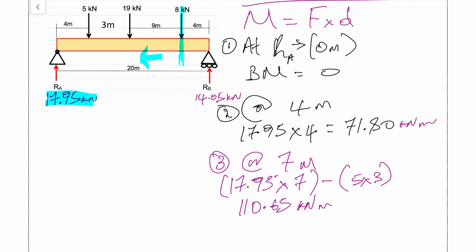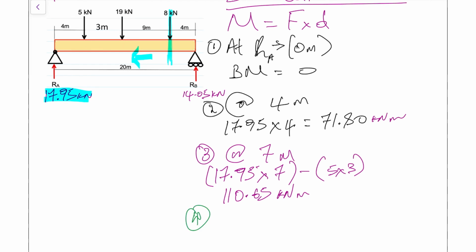So to the left, we have our reaction force, 17.95. And again, its distance has now increased. So the distance is now 4 meters plus 3 meters plus that 9 meters. So we are now 16 meters away from that pivot point. Then we move to the 5 kilonewtons. That's the next force going in the opposite direction, hence it will be negative. And its distance now increased as well to 12 meters. And then we have that 19 kilonewtons, which its distance is 9 meters. So let's put that into calculations.